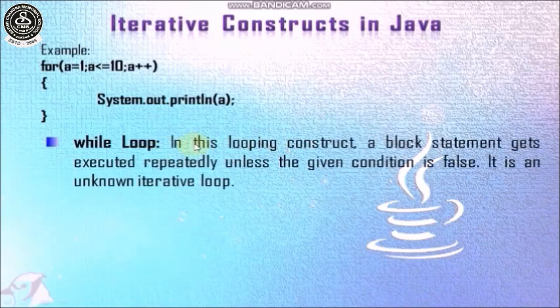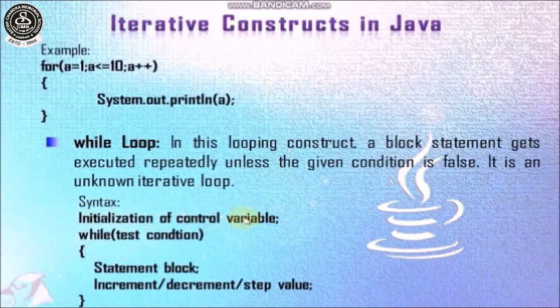While loop. In this looping construct, a statement block gets executed repeatedly until the given condition is false. It is an unknown iterative loop. So when we don't know how many times the loop is going to be executed, we can use the while loop. Syntax: initialization of the control variable. Before the start of the loop, the control variable should have an initial value. Then the while statement must be given a test condition. Then the statement block. At the end of the statement block, there must be the increment or decrement of the step value to change the control variable.